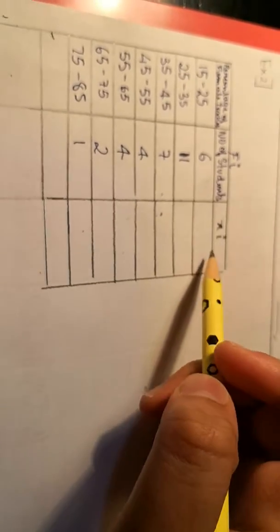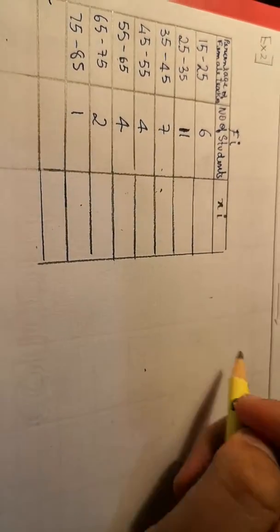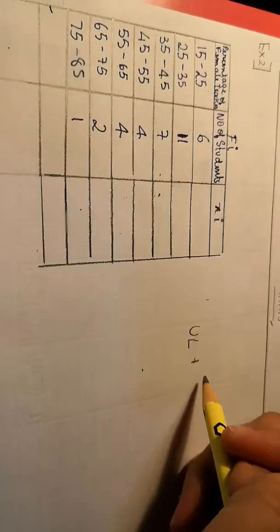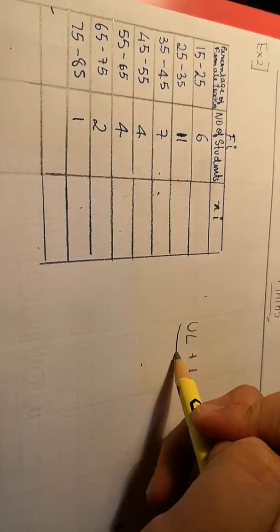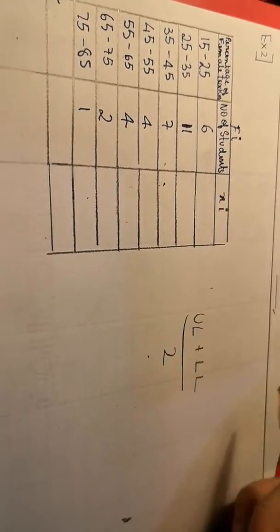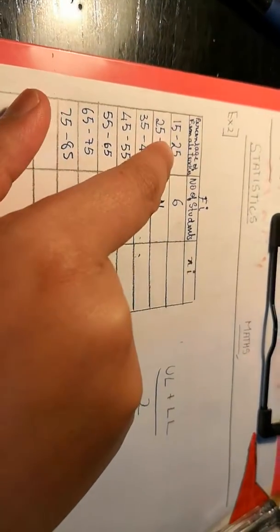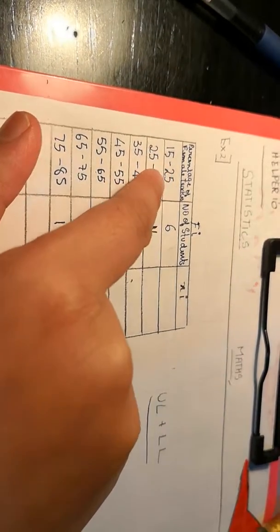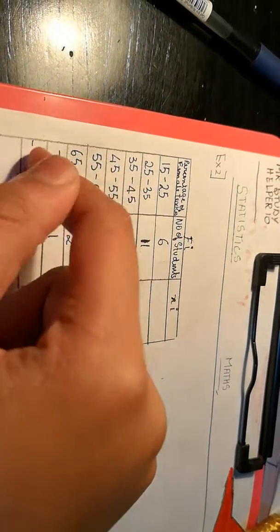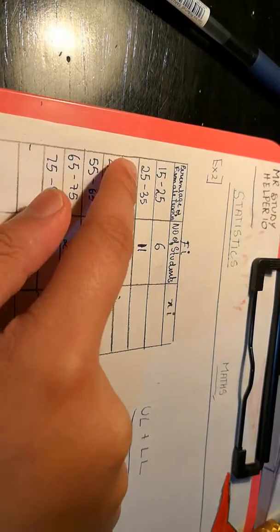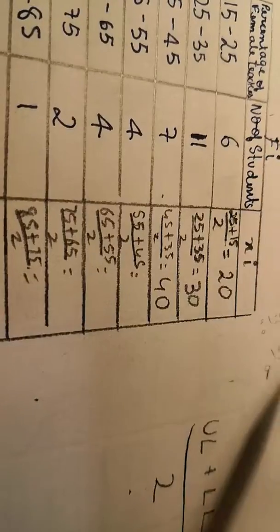In order to find xi, there is a formula, that is upper limit plus lower limit by 2. Here the upper limit is 25, lower limit is 15. So we should add 25 plus 15 divided by 2. So similarly we should go on adding the upper limits and lower limits and divide by 2, similarly for all of these.